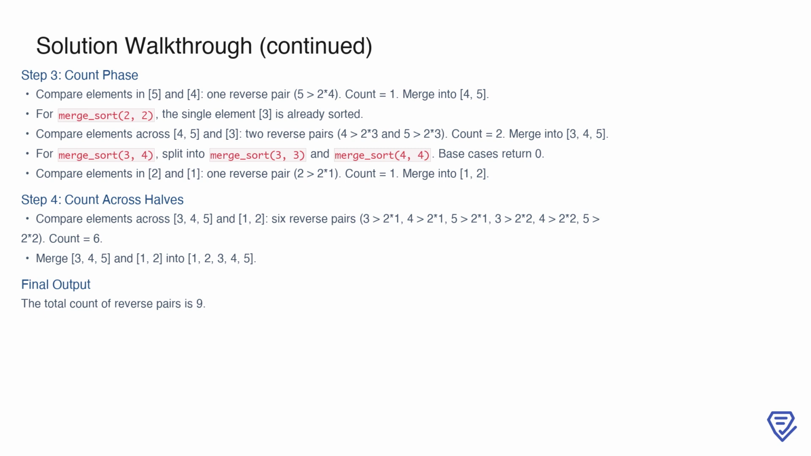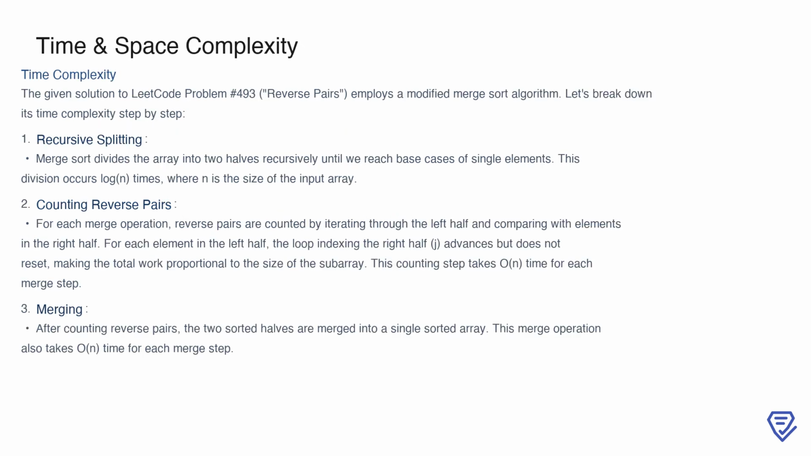To analyze the time complexity of the solution, we start by examining the modified merge sort algorithm used to solve the problem. First, the array is recursively divided into two halves until we reach base cases of single elements. This process of splitting occurs log n times, where n is the size of the array.